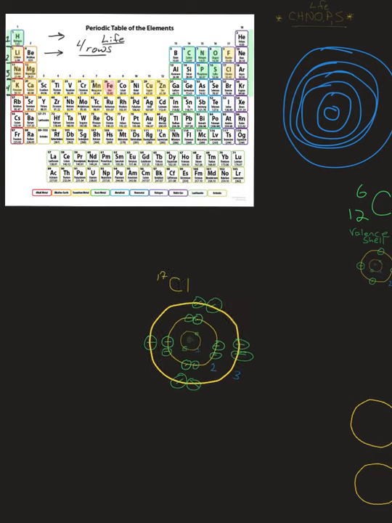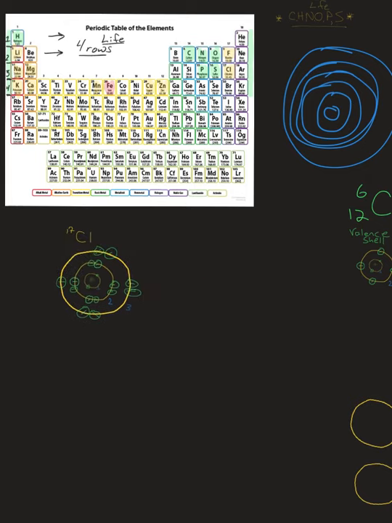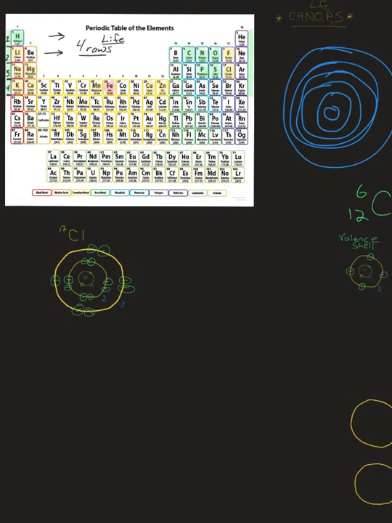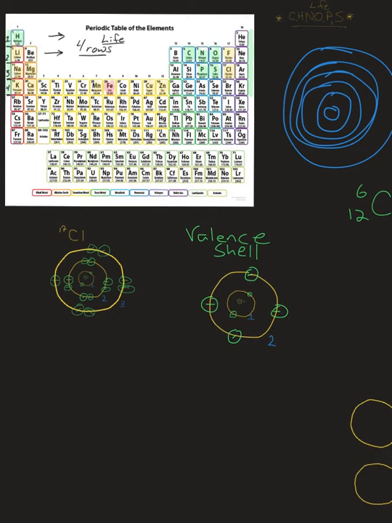And it would look something like this. But notice its outer shell would have how many? 2, 1, 2, 3, 4, 5, 6, 7. It would have 7 in its outer shell. And carbon, having 6 total electrons, would have how many in its outer shell? It would have 1, 2, 3, 4.